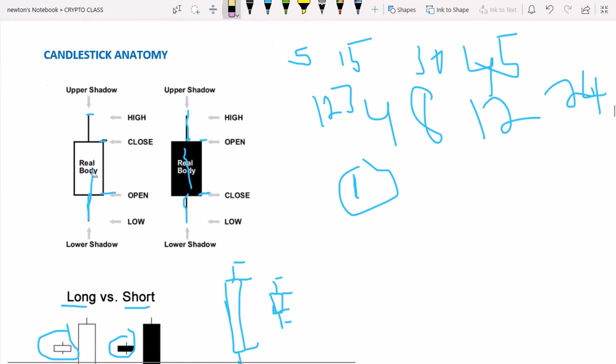So we have the upper shadow and the lower shadow. The upper shadow represents the high points, and the lower shadow represents the low points. Which means lowest point price went to, highest point price went to, price opened, price closed, lowest point, highest point.